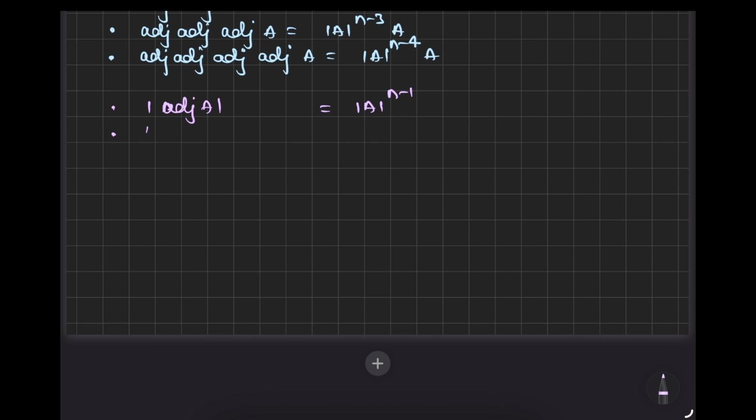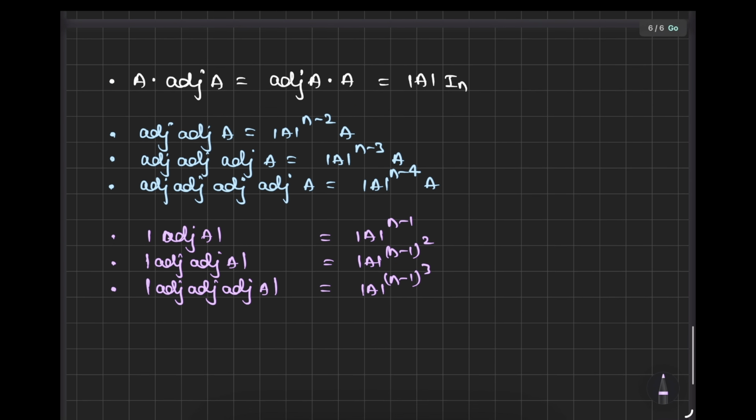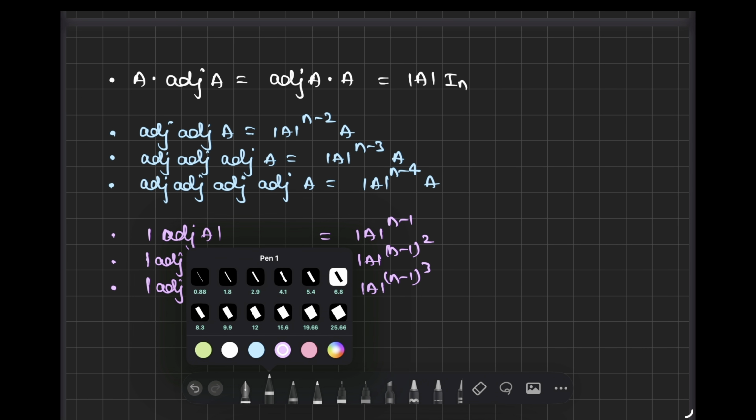Now if there are 2 things, adjoint adjoint A, what we will do? Determinant of A power n minus 1, power 2. Suppose it is 3 things. Adjoint adjoint adjoint A. So what we will write? Determinant of A power n minus 1, then power 3, and so on. Is that okay? So this you have to digest. If there are 4 adjoints, then you will be writing determinant of A power n minus 1 to the power 4. I hope this property is also clear.